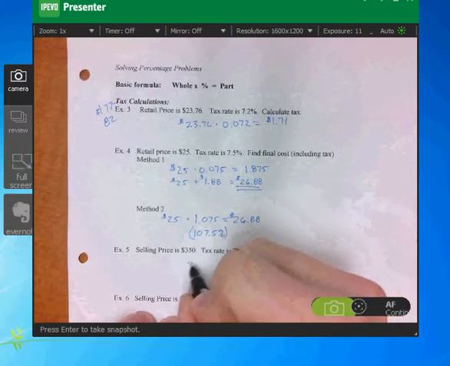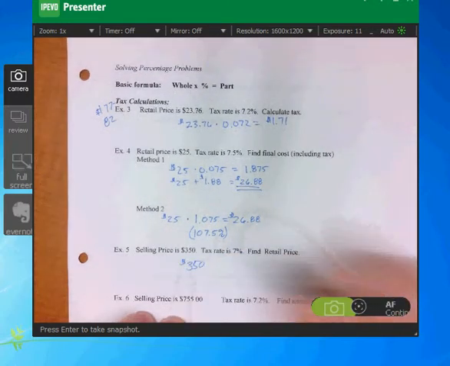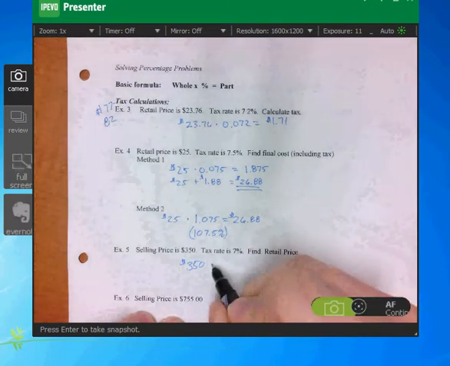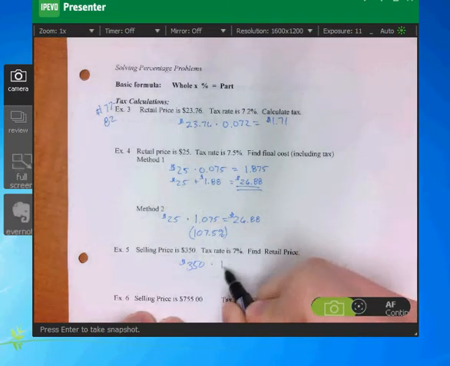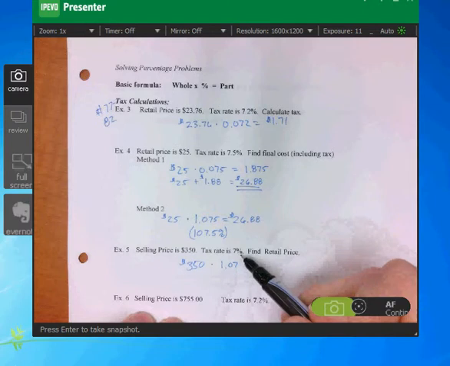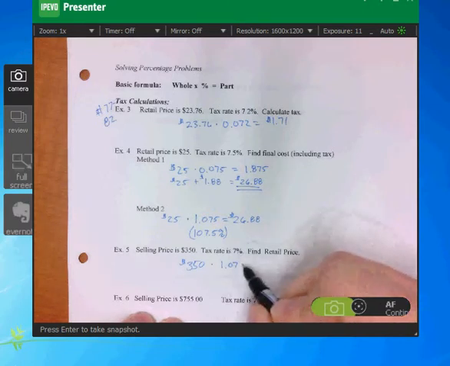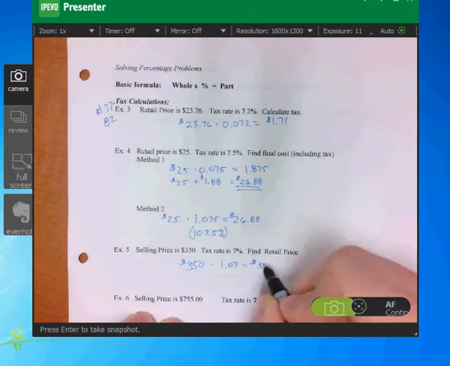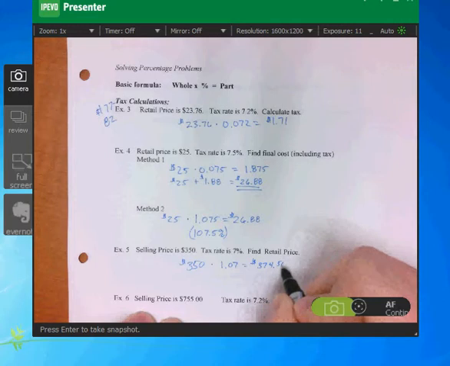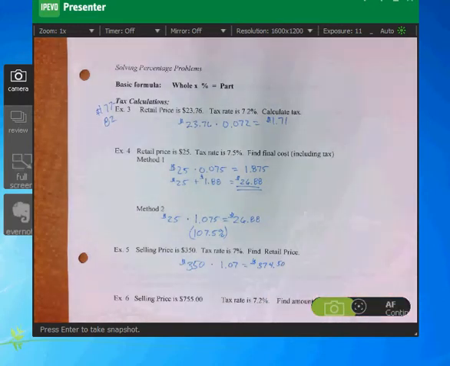Okay, so let's try that with the next one here. If we've got a selling price of $350, we're going to times that by 1.07 because we're talking 7%. We're adding that to our 100%. That ends up with a grand total of $374.50.